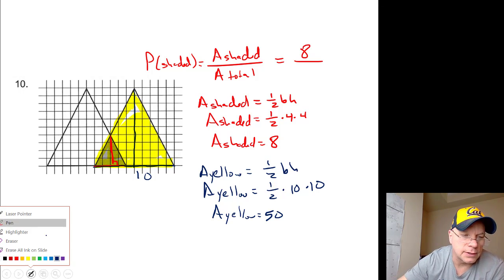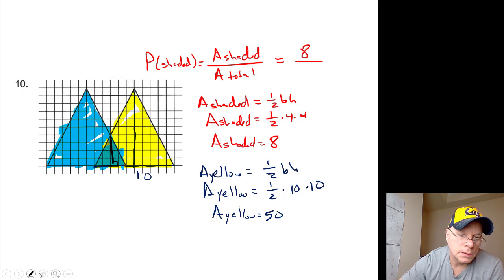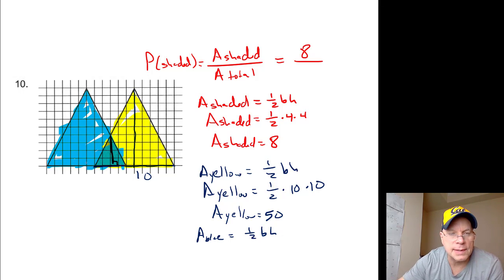Alright, let me get a different highlighter color. What would work well with yellow? Probably blue. Find the area of the blue triangle. Area of blue is 1/2 base times height. I realize they might be congruent, but I don't want to assume it until I count. 1, 2, 3, 4, 5, 6, 7, 8, 9, 10. It is a base of 10. Half of 10 times, oh, I know, I can tell the height's the same. They are congruent. So area blue is also 50.